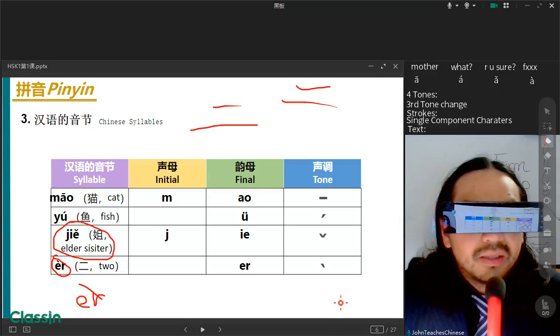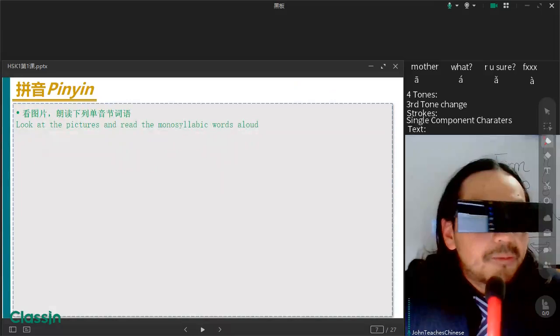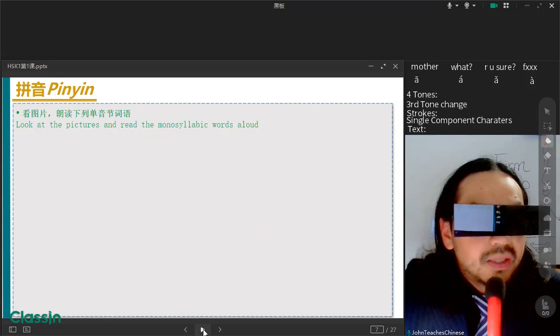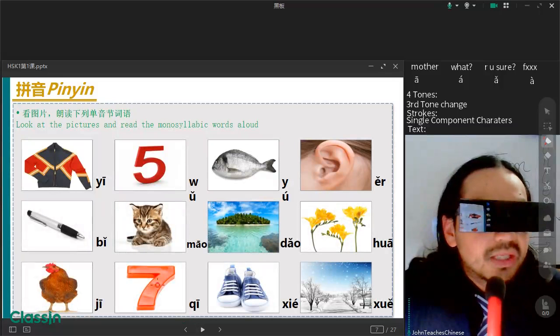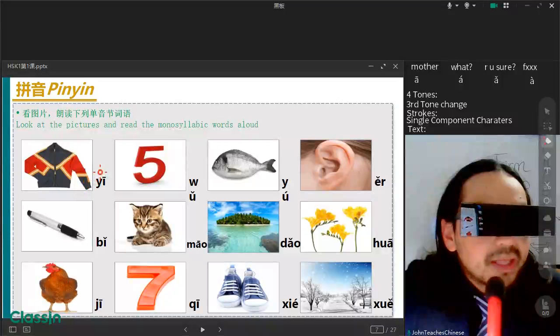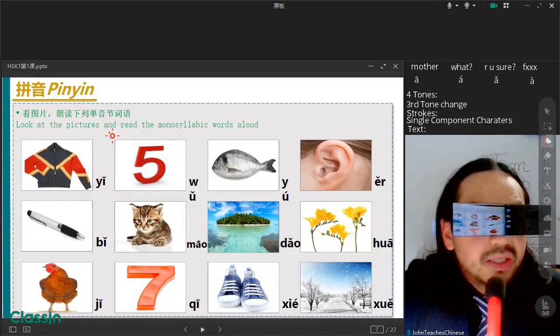Okay. Next one. Look at the pictures and read the monosyllabic words aloud, which have only one syllable. Yi. Okay, this is yi. This is also yi.